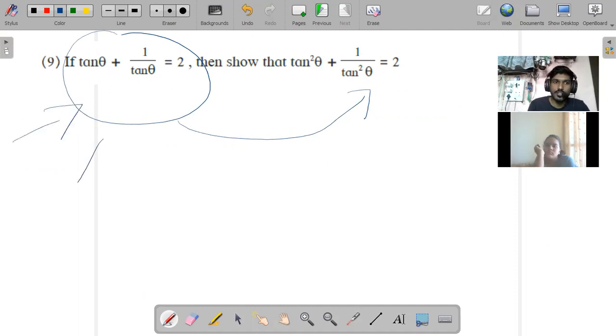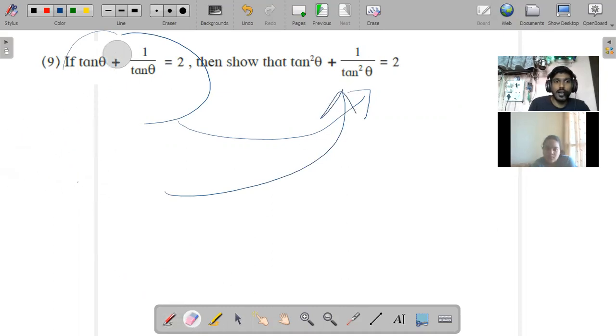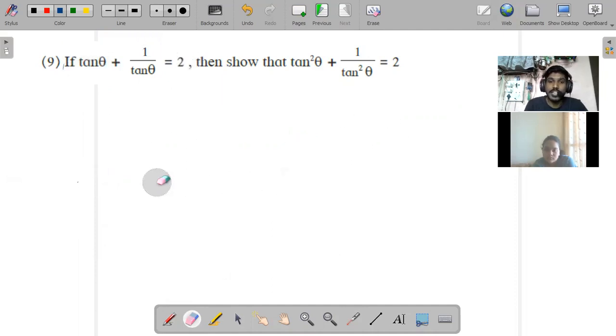So you have to use this and bring it from this to this, just square tan theta and square 1 upon tan theta. But we cannot do term-wise squaring. That means we cannot square each term separately. You cannot first square the tan, then square the other term. You cannot do it that way. If you're squaring, you'll have to square the entire expression. So that's why the method is a little bit different.